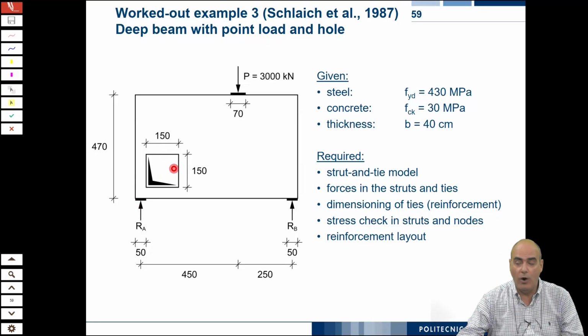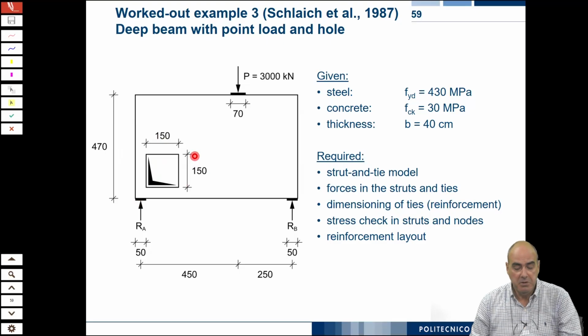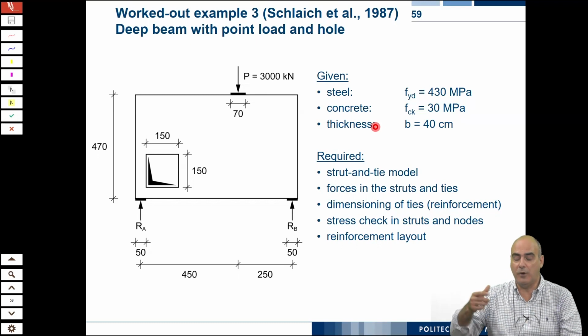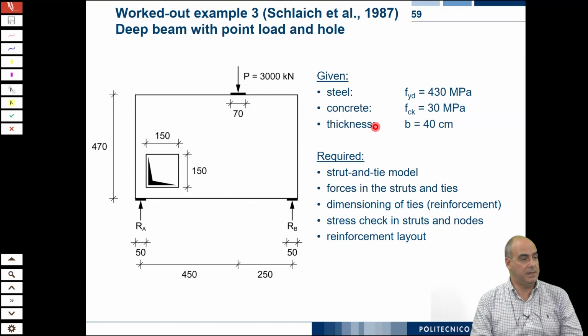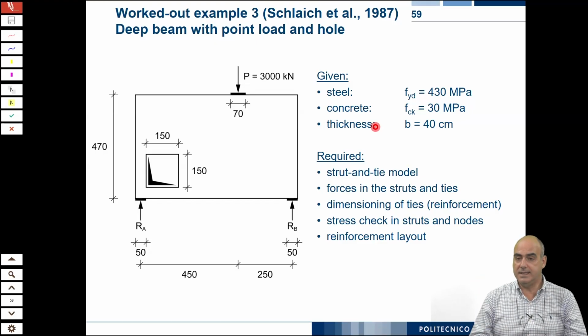You also have a recess, an opening in here, and this opening is 50 centimeters from the edges and 1.5 meters wide. Well, imagine that you have a 30 megapascal compressive strength concrete, a 430 megapascal yielding strength steel, and the thickness of this beam is 40 centimeters. So first of all, which is the strut and tie model? Then the forces, then we design the ties, then we check the stresses, and then we design the reinforcement.